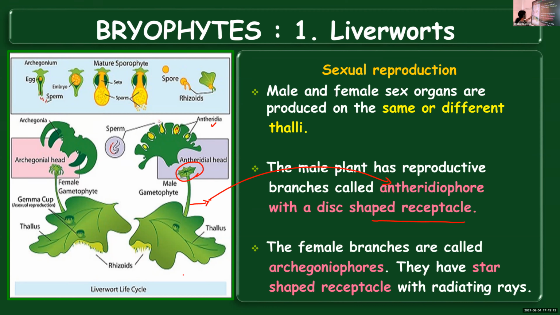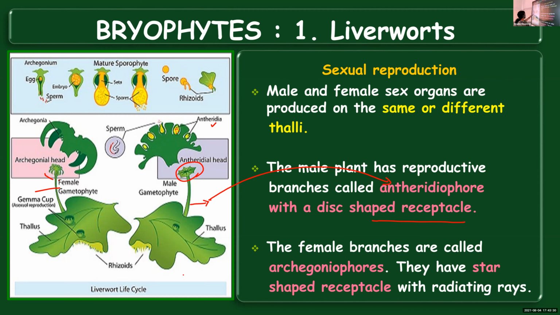Whereas the female branch you call the archegoniophore. It is easy to remember the name of the branch. It is similar to the name of the sex organ. Where antheridia are produced, that is the antheridiophore. Where archegonia are produced, there it is the archegoniophore.